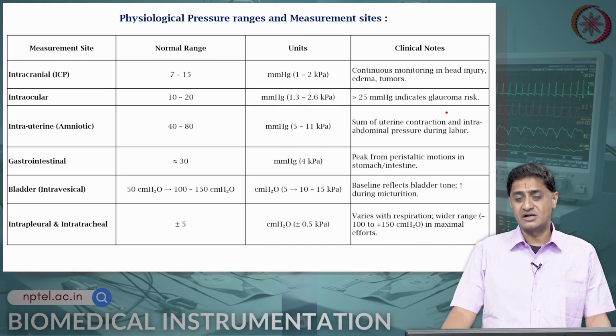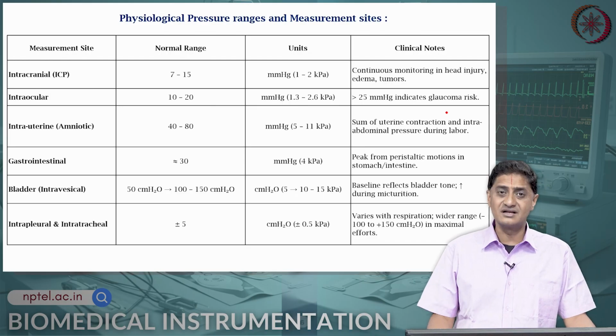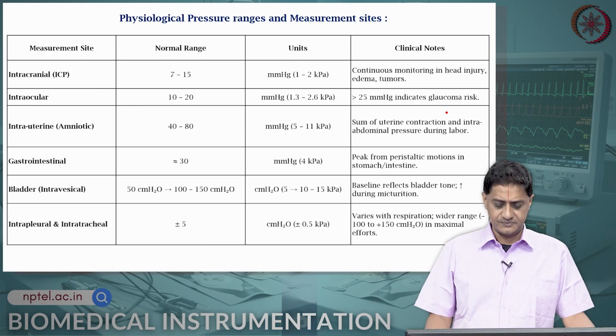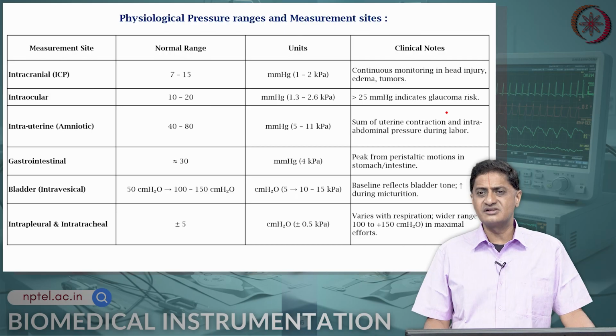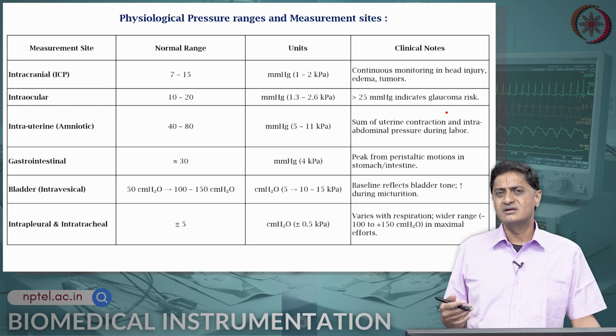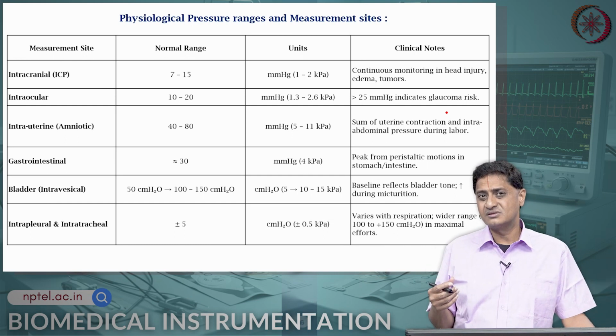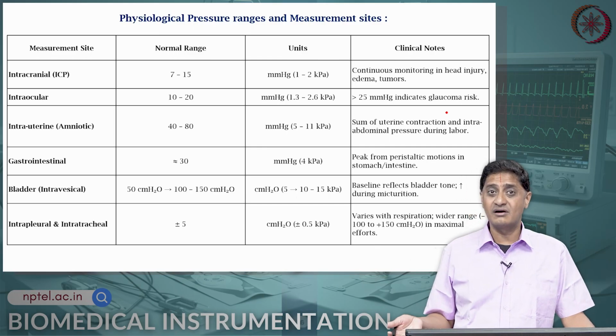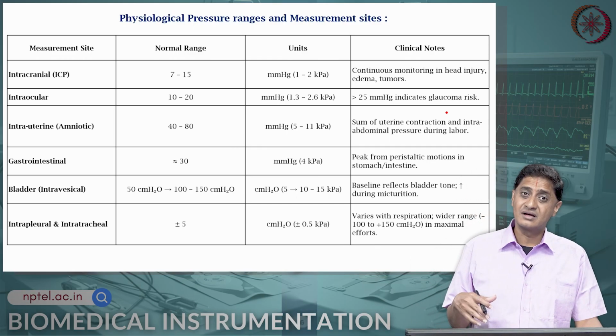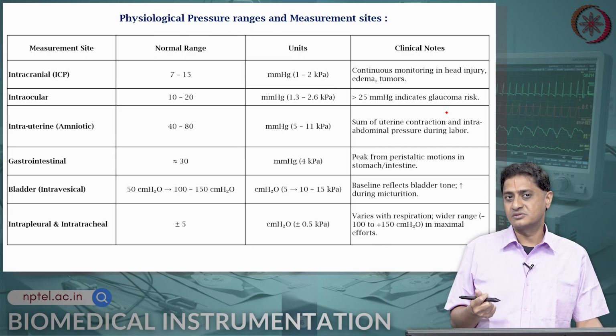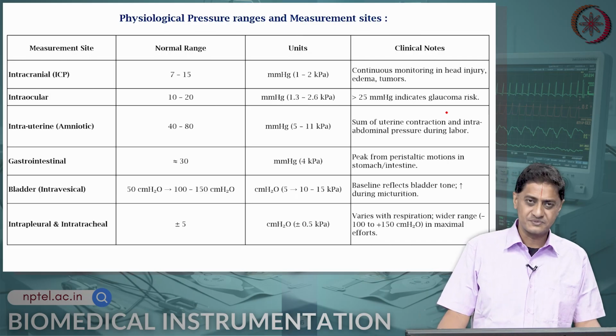Bladder pressure, bladder means urinary bladder pressure. Intravesical bladder pressure is about 50 centimeter of water. So, this essentially reflects the bladder tone. Sometimes it is also reflective of incontinence, problems with completely emptying, or problems with continence, the ability to hold on to urine, for example. A higher pressure essentially indicates micturition.